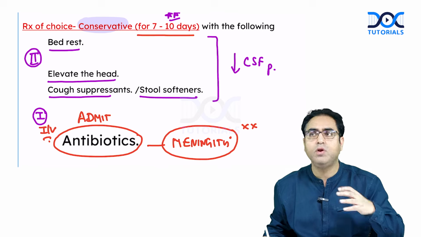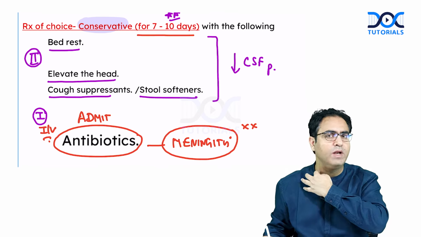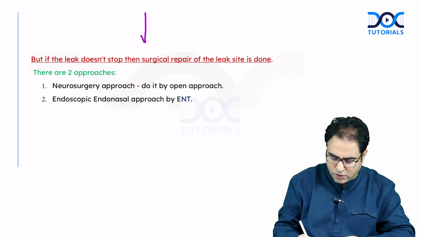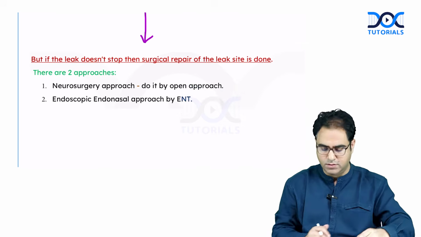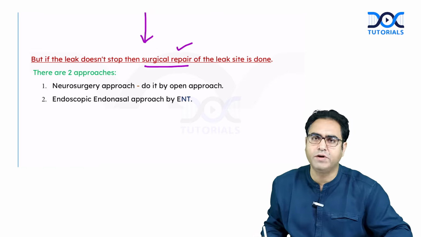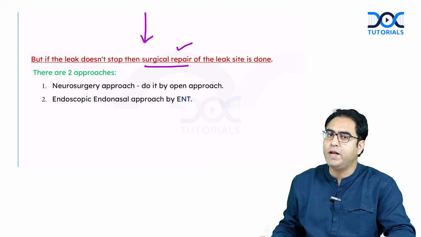Okay. Now you waited for 7 to 10 days and you reviewed the patient in the ward. A lot of leaks stop on their own; let me tell you, half of the leaks will stop with this management only. But if the leak does not stop even after 10 days, then surgical repair will be planned. If the leak does not stop with conservative treatment, then surgical repair will be done.